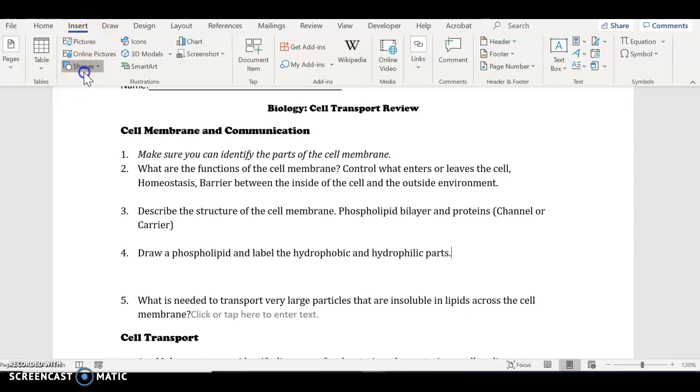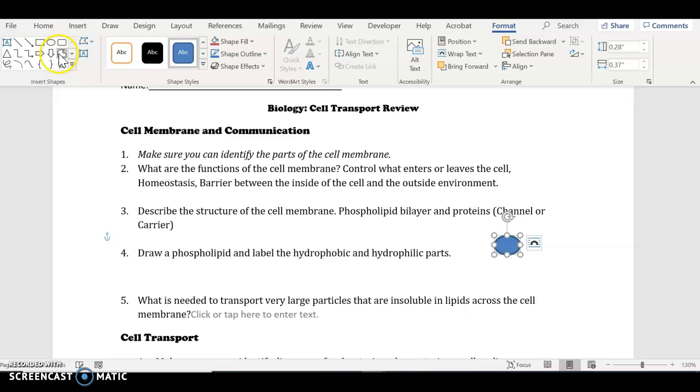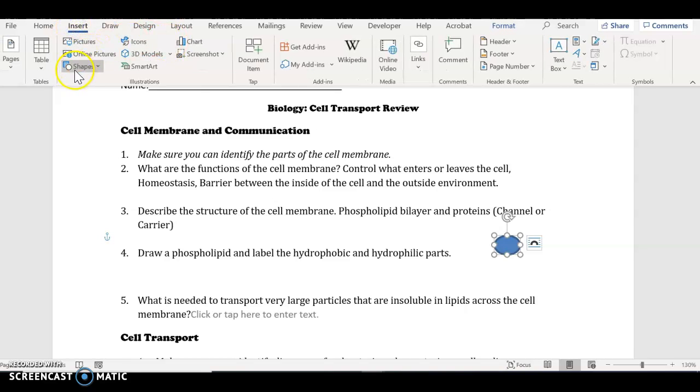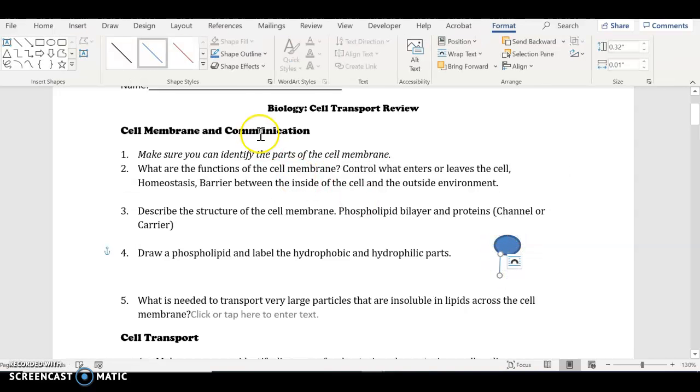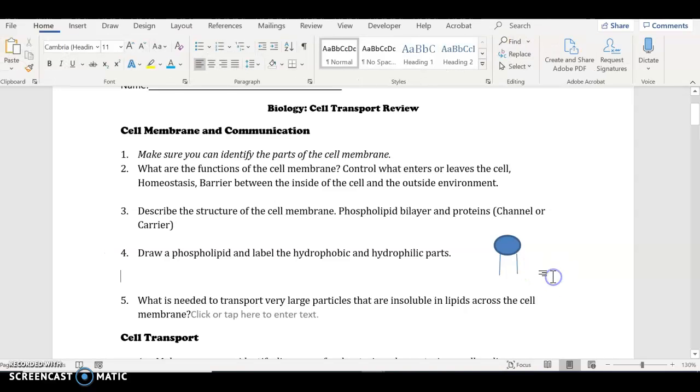So I'm going to insert some parts here. I'm going to get a little circle. Let's put that guy right there. And then let's get a little line. I'll put that right there. And then we'll grab another line and put that on this side. Oh, that didn't work. Whoa! Okay, that's all right. We'll drag it over there. All right, so that's kind of what my phospholipid looks like.